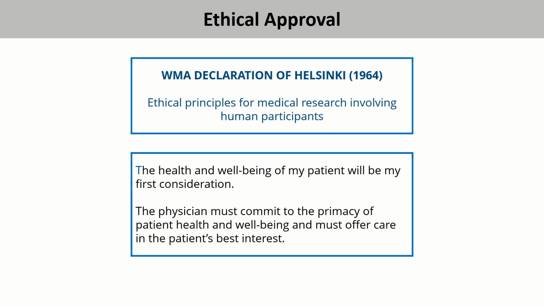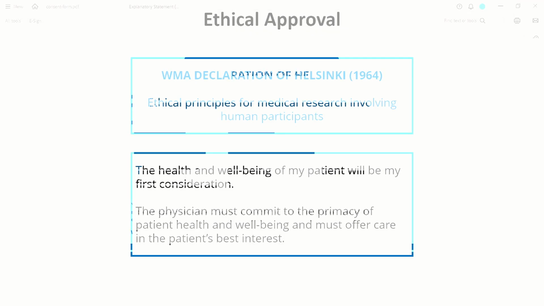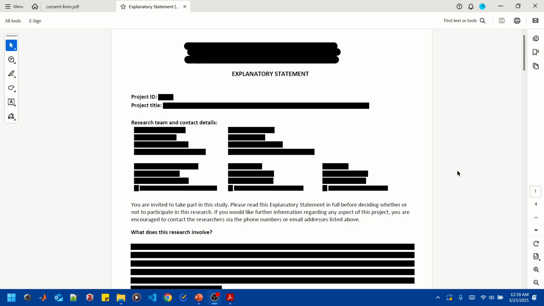So let me show you an example of that. All right. So this is an example of an explanatory statement that I used in one of my projects. And its purpose is basically to explain to the subject what would be required of them during the experiment. What do they have to do and why are they doing what they are doing?